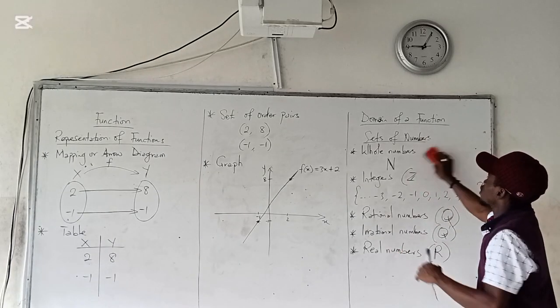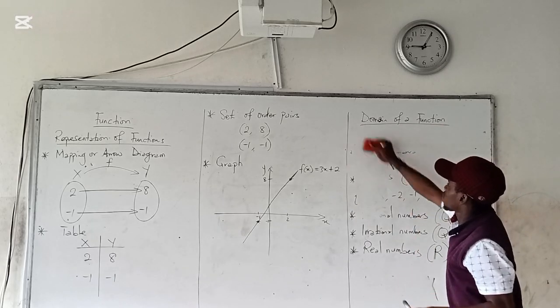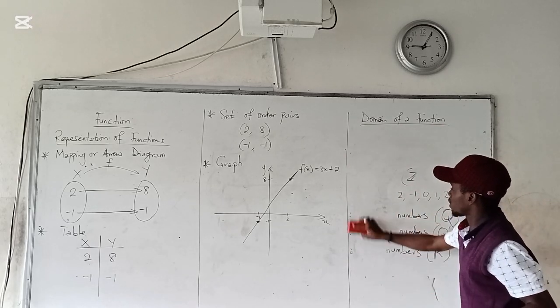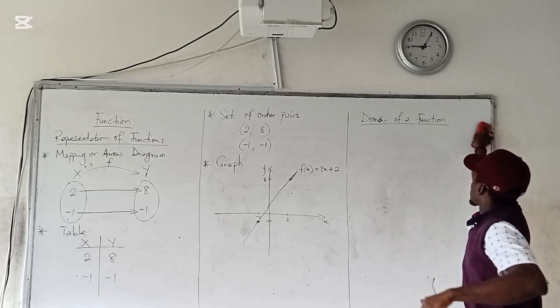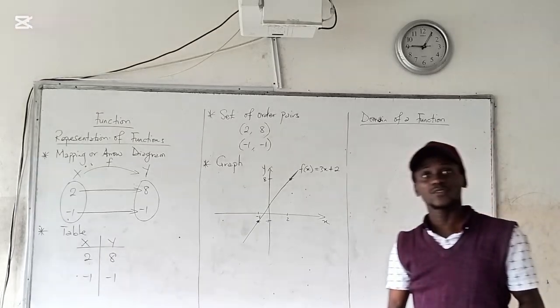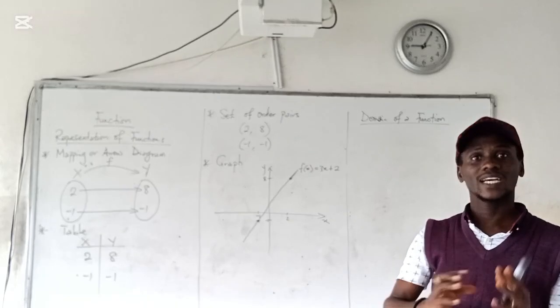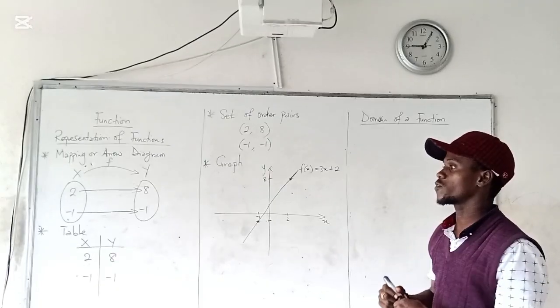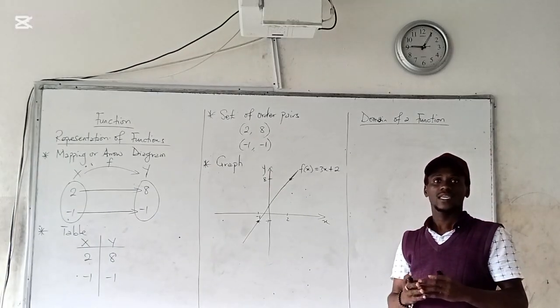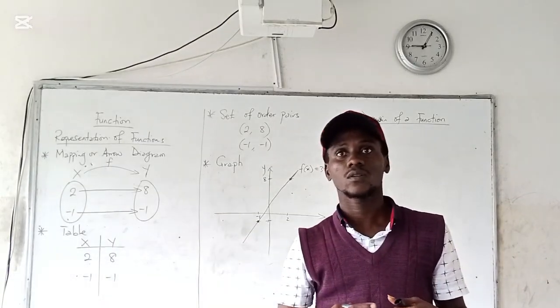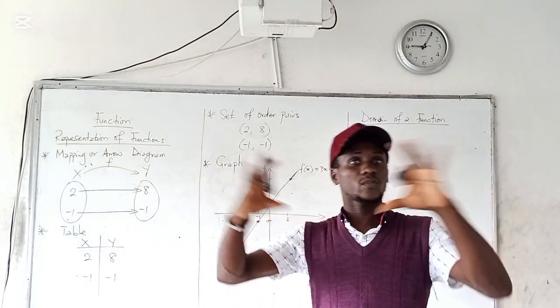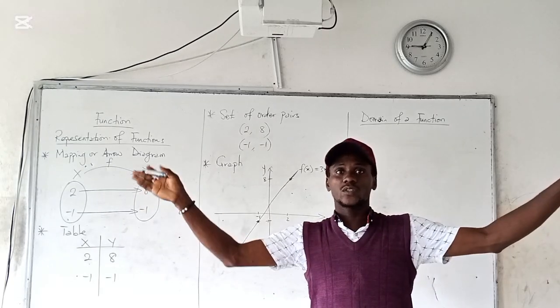And you enjoy it. So from here now, let's look at the domain of a function. What's the domain of the function? Like I said, the domain of any function that is given to you is always the set of real numbers, although there are some exceptions. So if you're given a linear function, or a quadratic function, or a cubic function, then the domain of such a function will be the set of real numbers.